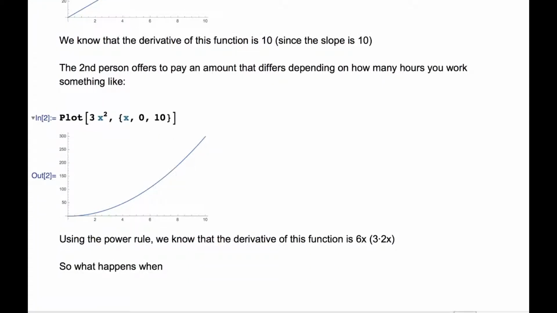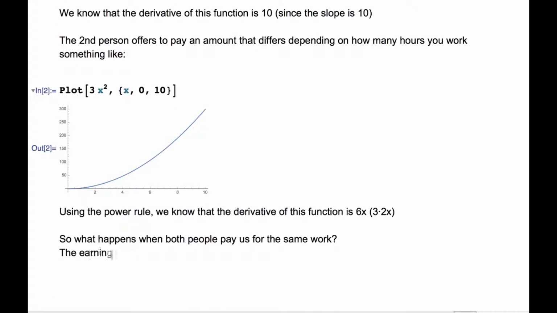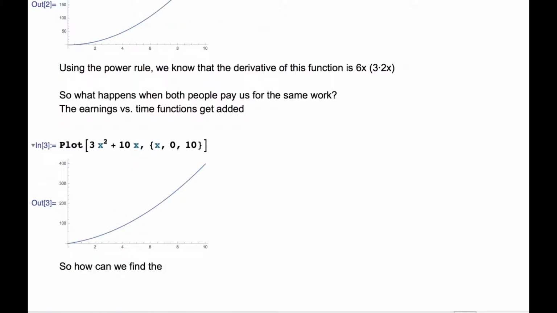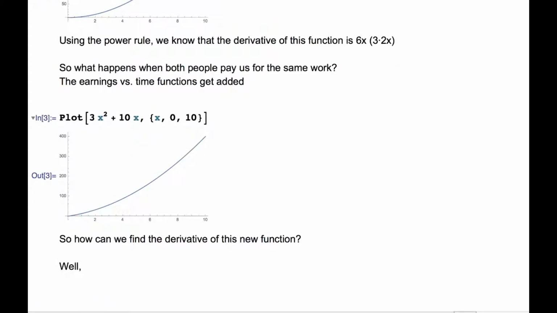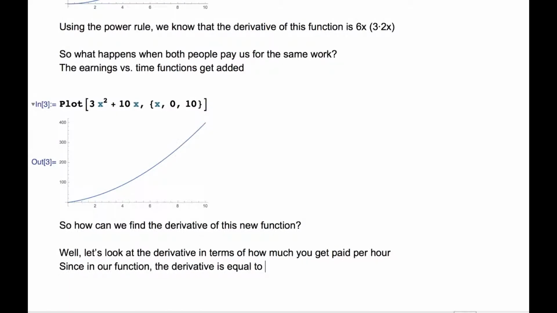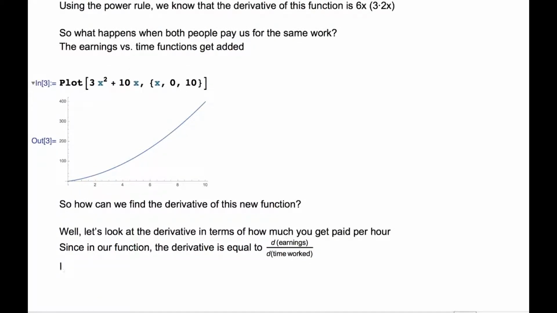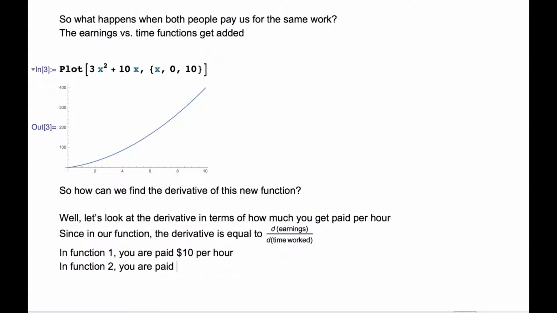So what happens when both people pay us for doing the same work? Well, for the earnings versus time functions, we just add them, so it's going to be 3x squared plus 10x. And how can we find the derivative of this new function? Well, first of all, let's just consider the derivative to be how much you get paid per hour, because that's what it is. The derivative in this case is equal to d earnings over d time worked. So earnings over time worked should get you your hourly pay. In function 2, you're paid $6x per hour, so it's a variable, and you're getting paid differently depending on how many hours you actually work.